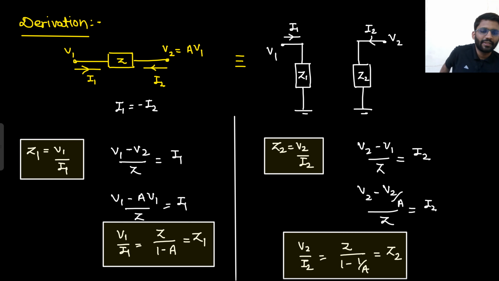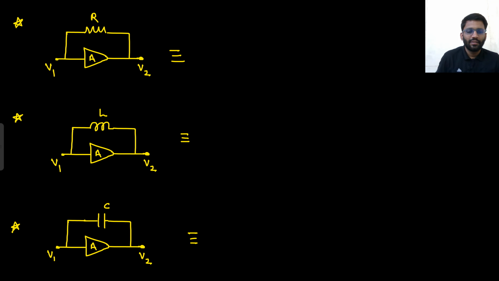So (V2 minus V1) by Z is equal to I2. What is V1? V1 is V2 by A. So from there I got Z upon 1 minus 1 by A. That is your Z2. Right?